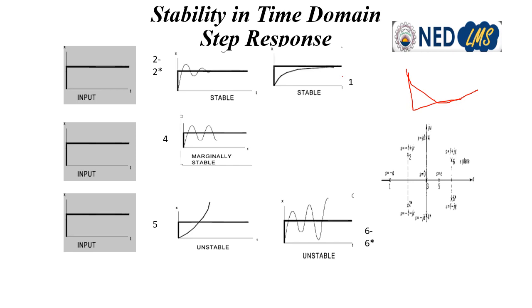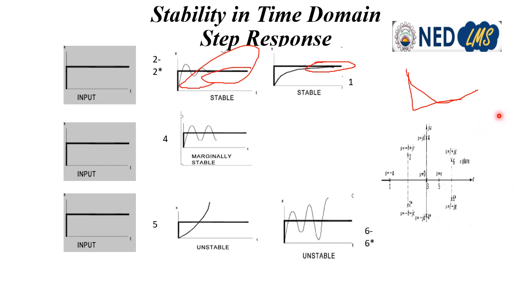So here you are actually having a steady state value. Similarly here you also have some steady state value. That's why we are saying that the system is stable. Now if you have poles on the j omega axis, like 4 and 4 dash, you have pure oscillations. So we say that this is marginally stable.